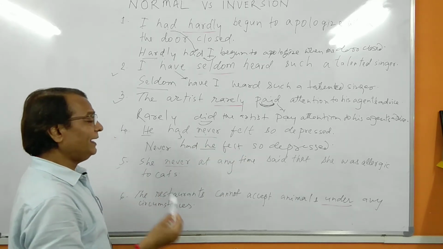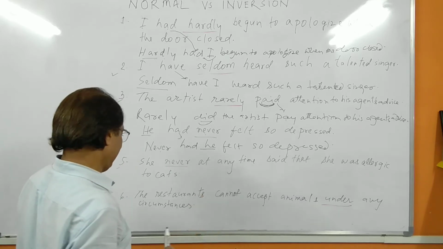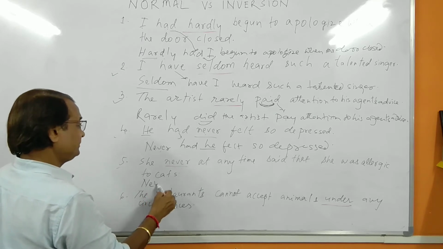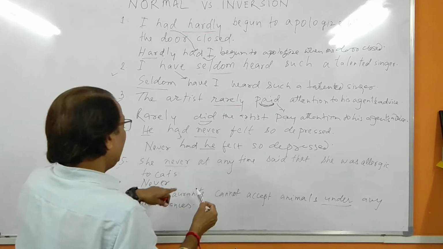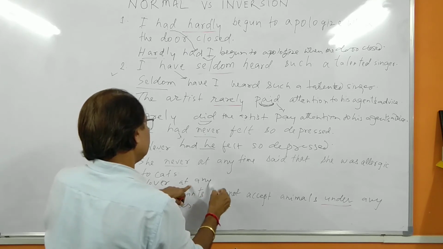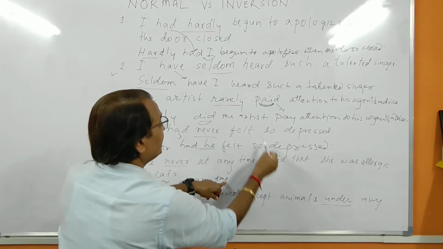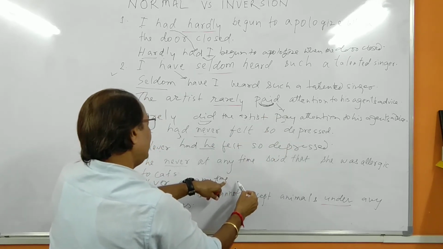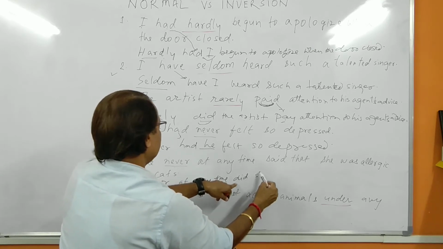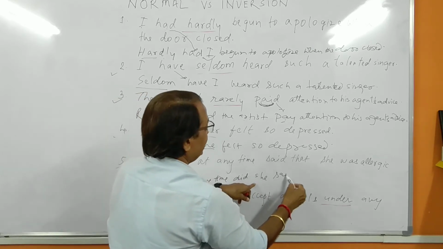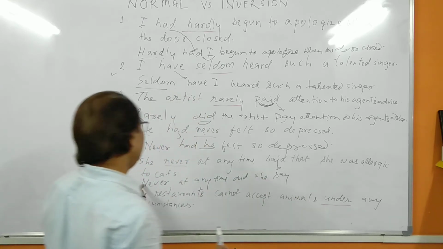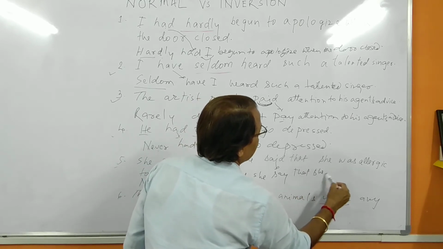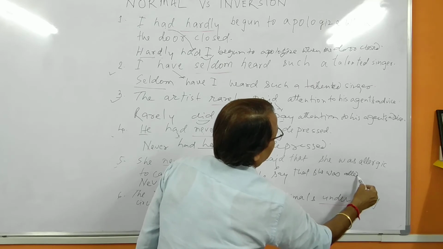Number 5 is she never at any time said that she was allergic to cats. Now I am going to start this sentence with never word. Never at any time did, again the same process. You see, in case of paid I have written pay and I use did here. Never at any time did she say. This said becomes say. Never at any time did she say that she was allergic to cats.